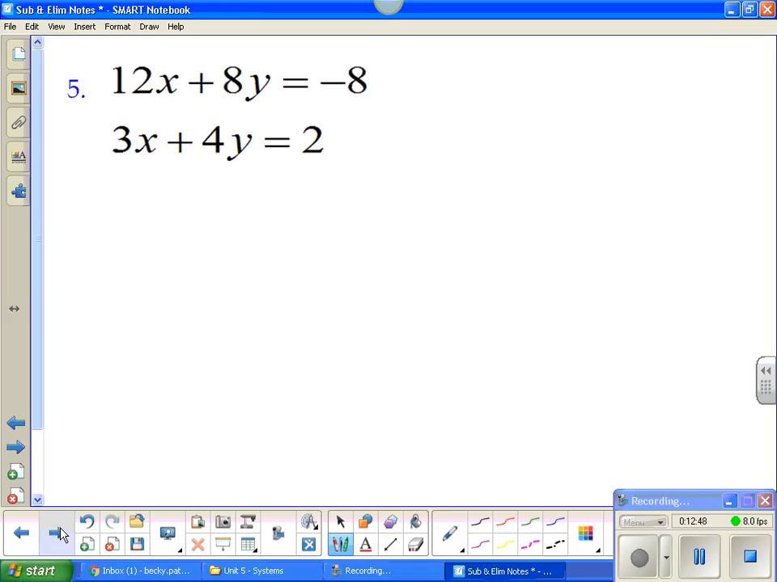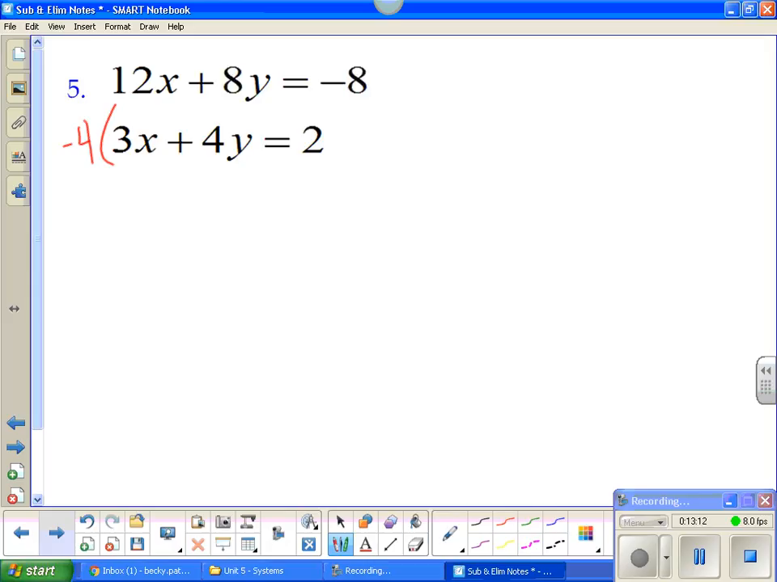Number 5. Again, let's talk x's. If I want to get my x's to cancel, what number could I turn them both into? And the answer is a 12. The top number is already a 12. He doesn't need a thing. The bottom number is a 3. So what does he need to be multiplied by for him to be able to cancel with a negative 12? And that would be a negative 4. So that would be my x's.